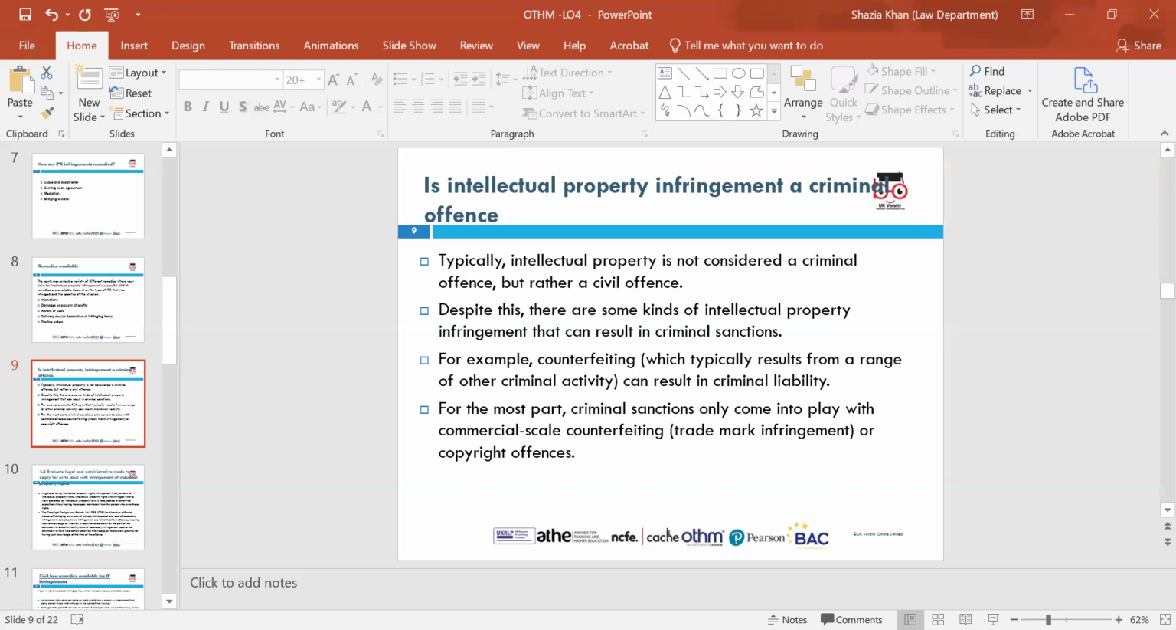For the most part, criminal sanctions only come into play with commercial scale counterfeiting, like big cases. Patent infringement does not typically fall under criminal liability. This is a consequence of the likelihood of accidental infringement and the technical aspect of infringement when it occurs. It's also really important to note that whilst intellectual property infringement itself may not result in criminal sanctions, it may bring attention to other activities surrounding it that will.